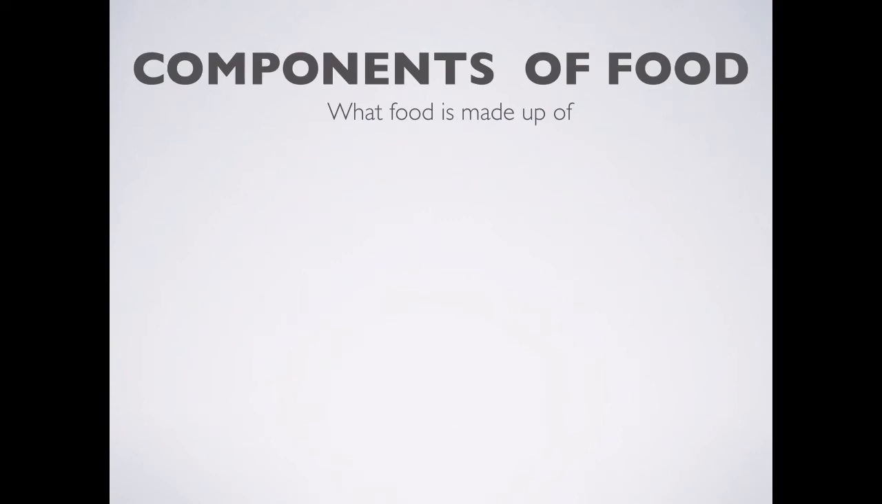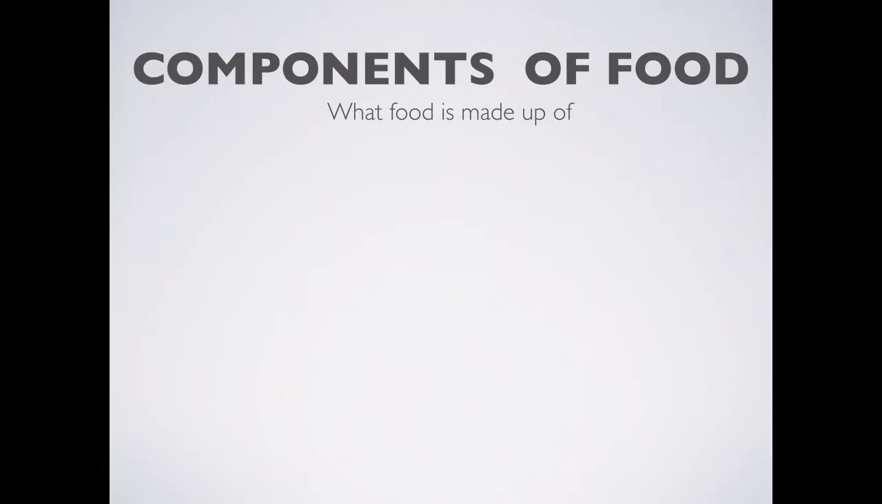Hello, welcome to Chapter 2 of Science, Components of Food. So far, we've learned that food is made up of ingredients, which make up a greater meal. Today, we're going to be learning that meals are made up of different kinds of food.